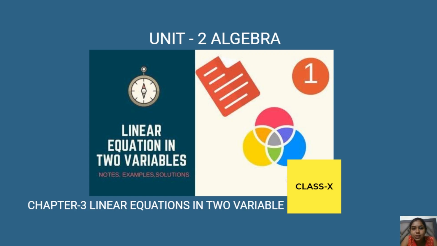So today we'll start with our Unit 2, Algebra Part 2, that is Chapter 3, Linear Equations in Two Variables. In class 9th we studied only linear equations in one variable, right? In class 10th the level of the chapter will be higher as compared to class 9th. So in this chapter we will be learning about two variables.